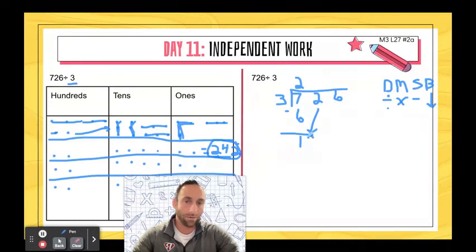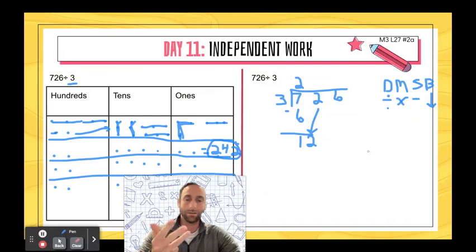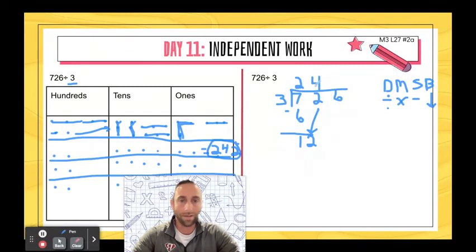Bring down the 2. My new number that I'm dividing into, and going all the way back to the first step, is 12. How many times does 3 go into 12? 3, 6, 9, 12. Oh, 3 goes into 12 4 times. 3 times 4 is 12. 12 minus 12 is 0. Bring down the 6.